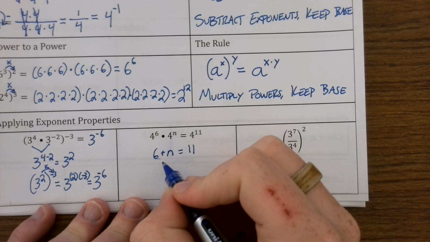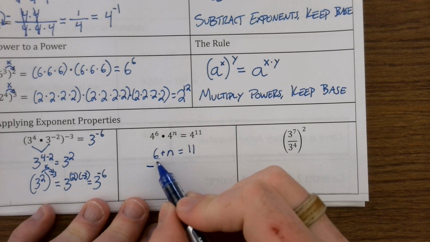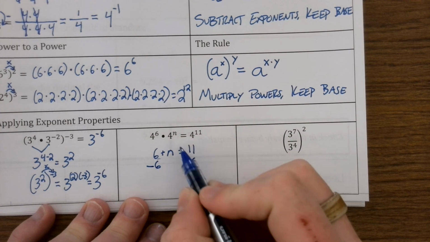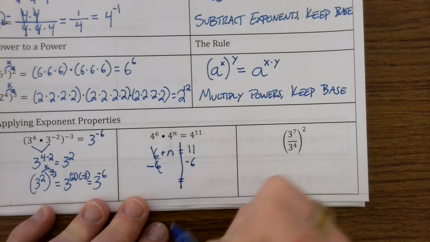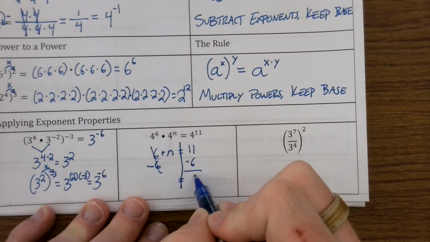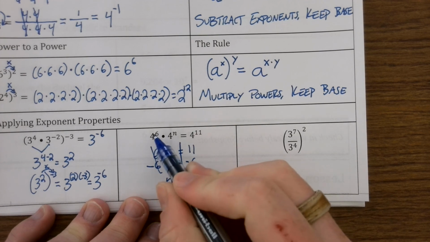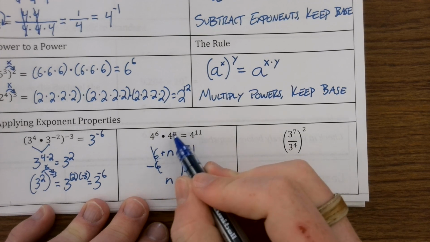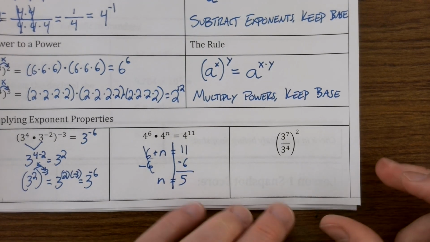So if I want to know what n is, I have to undo some things. I'm going to subtract 6 from both sides. If you remember last year, we did this. 6 minus 6 cancels. 11 minus 6 gives us 5, so n equals 5. 4 to the 6th times 4 to the 5th. 6 plus 5 is 11. All right, last one, I promise.